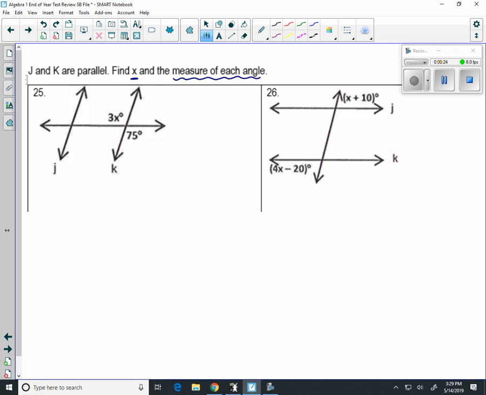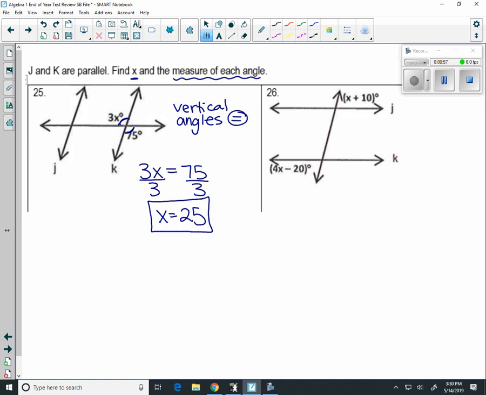So this first problem, number 25, we have vertical angles here. It's good to work with those angle relationships. It's going to help you with the vocabulary. It's going to help you identify the relationship. Vertical angles are equal. So here's what I know. 3x is equal to 75. So what does x equal? Little one-step equation. X equals 25. And if that's 75, then this guy's 75 degrees as well.